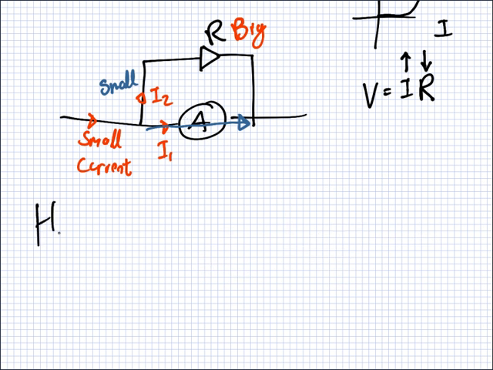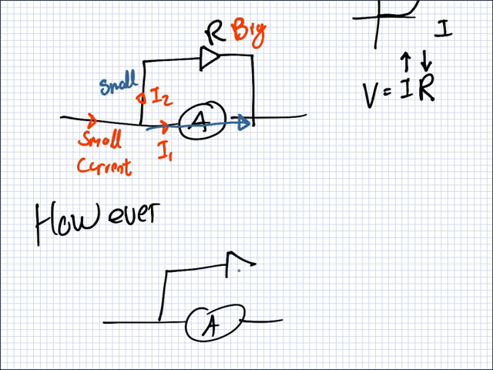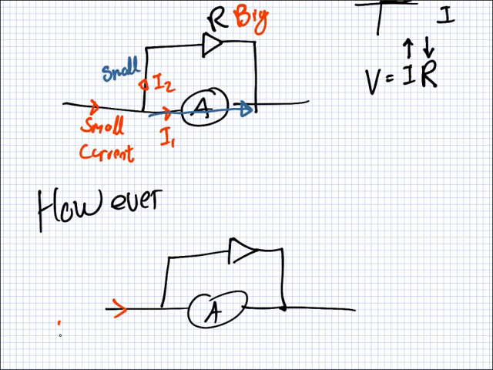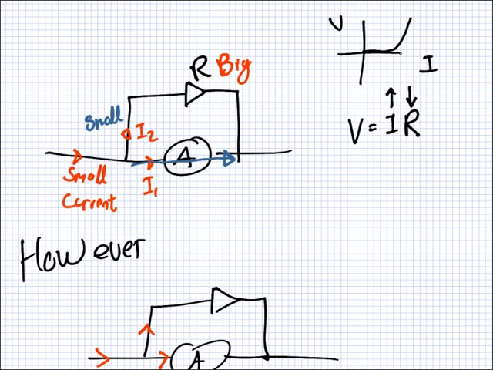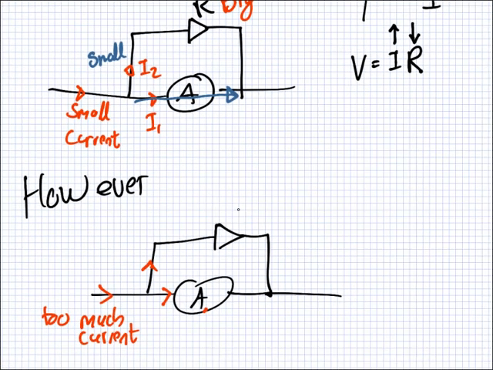However, suppose there's a problem. Suppose you get too much current. Too much current. That will break the ammeter. Yes? Some current goes up here, some current goes up here. If there's too much current, what will happen to the resistance when the current is really big? The resistance will become small. So this will now become a small resistor.